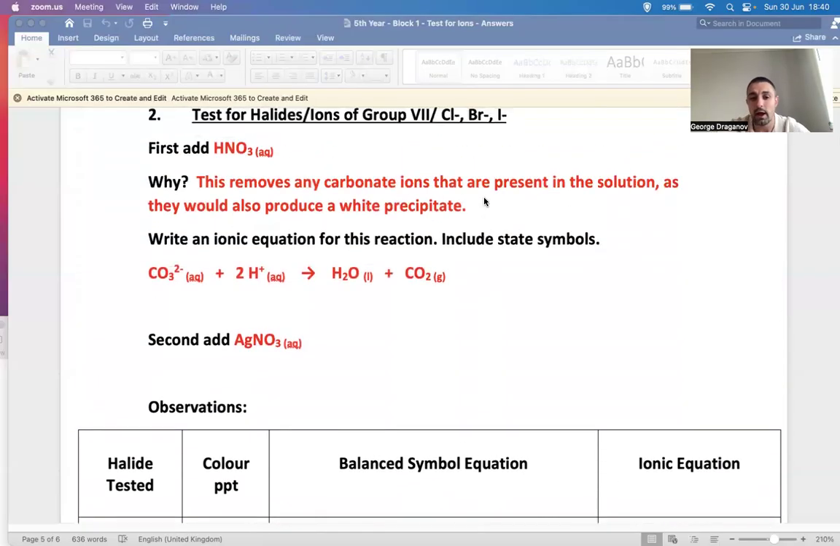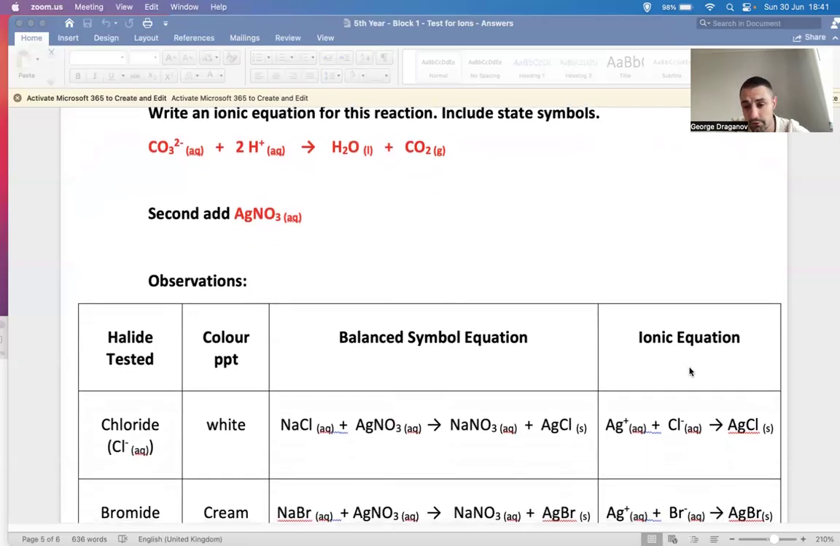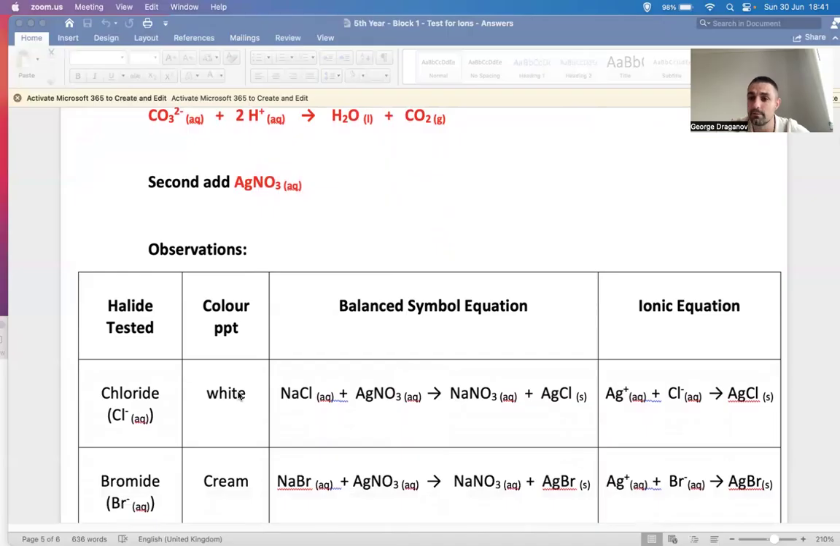Once again, had you not added the acid first, if you just add this and you had a carbonate, like magnesium carbonate, you'll end up getting magnesium nitrate and silver carbonate. And silver carbonate is also a white precipitate. So that'll be a false positive because you'll think it's a chloride. So in summary, these are the tests.